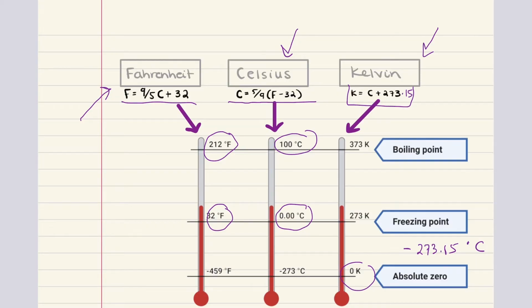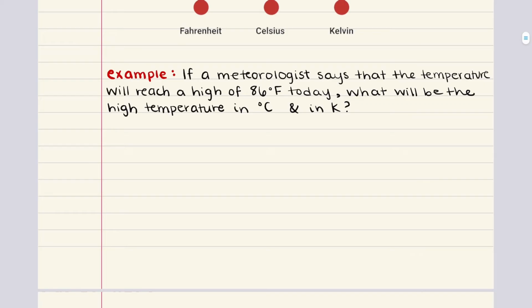us to move on to explore different types of systems in thermodynamics. But before we get there, let's do one practice problem together. This problem says, if a meteorologist says that the temperature will reach a high of 86 degrees Fahrenheit today, what will be the high temperature in degrees Celsius and in Kelvin?